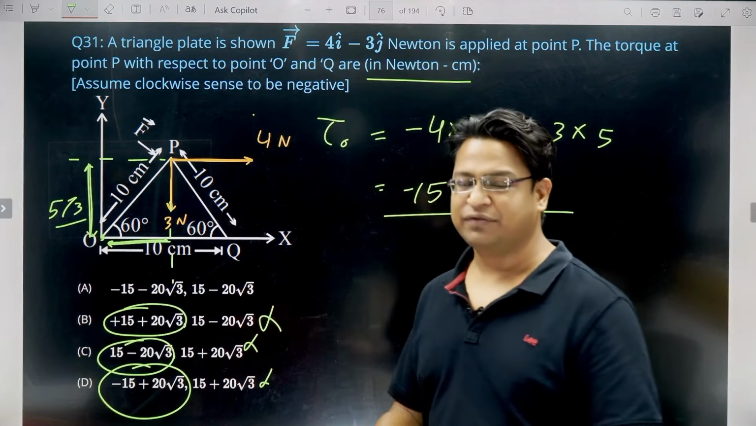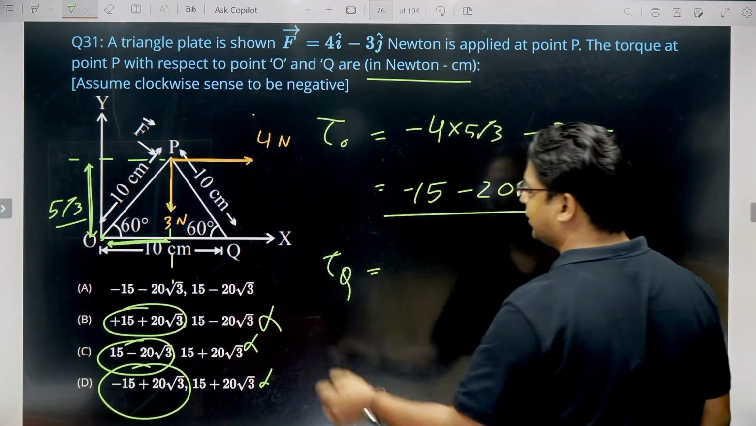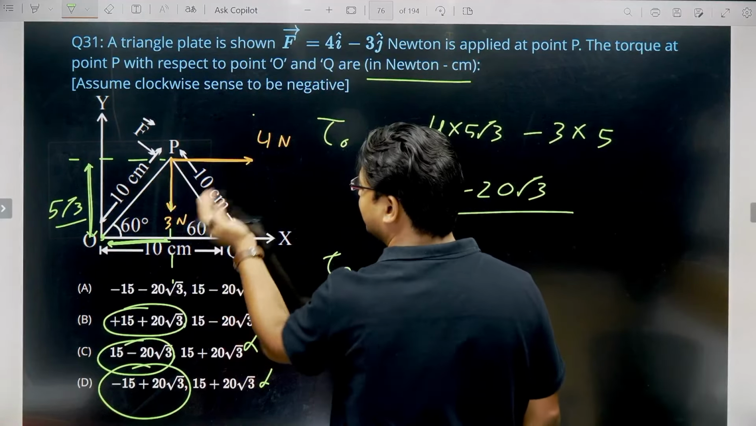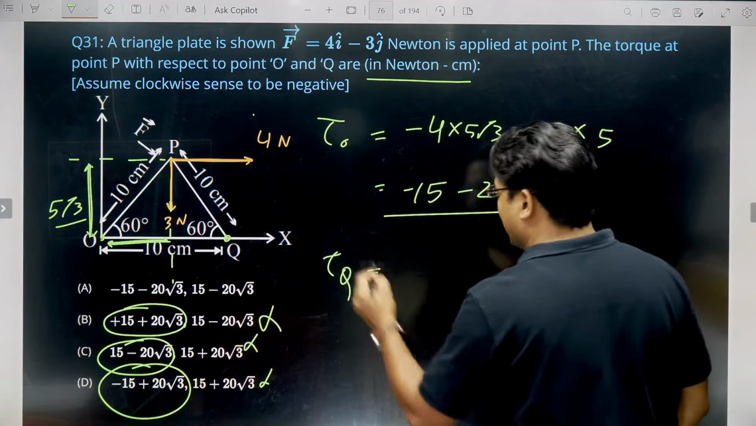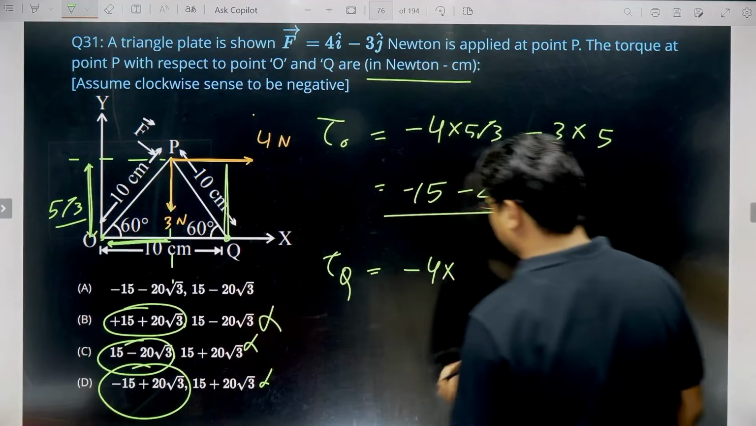Okay, but just for the sake of finishing the solution, let's calculate torque about Q also. So when you calculate torque about Q, Q is this point. The 4 Newton will still produce a clockwise torque, so it will still be minus 4 into, and the perpendicular distance will again be 5 root 3 only.